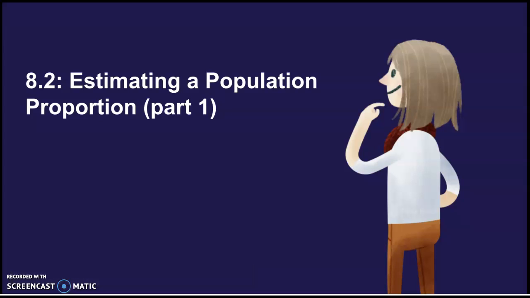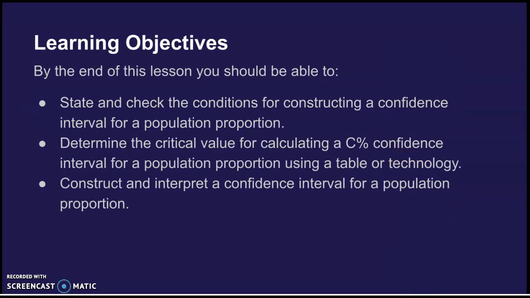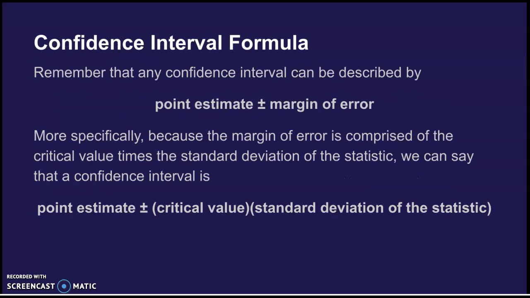In this video, we will delve more deeply into how to estimate a population proportion with a confidence interval. By the end of the lesson, you should be able to state and check the conditions necessary for constructing a confidence interval for a population proportion. You should be able to determine the critical value for calculating a C% confidence interval for a population proportion using a table or technology, and you should be able to construct and interpret a confidence interval for a population proportion.